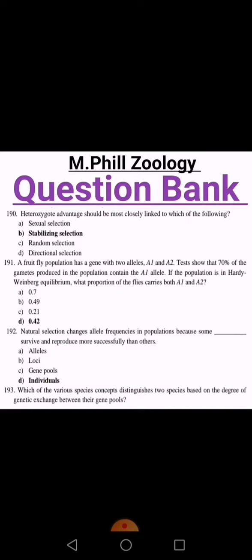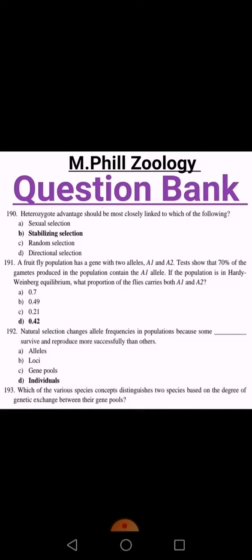A fruit fly population has a gene with two alleles, A1 and A2. Tests show that 70% of the gametes produced in the population contain A1 allele. If the population is Hardy-Weinberg equilibrium, what portion of the flies carries both A1 and A2? Correct option is D, that is 0.42.